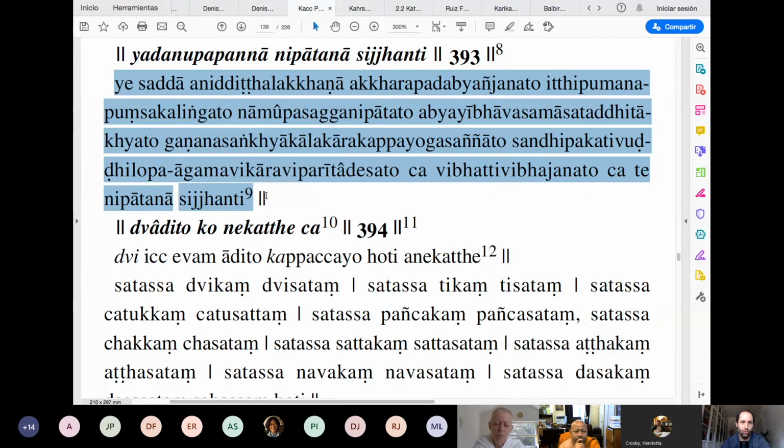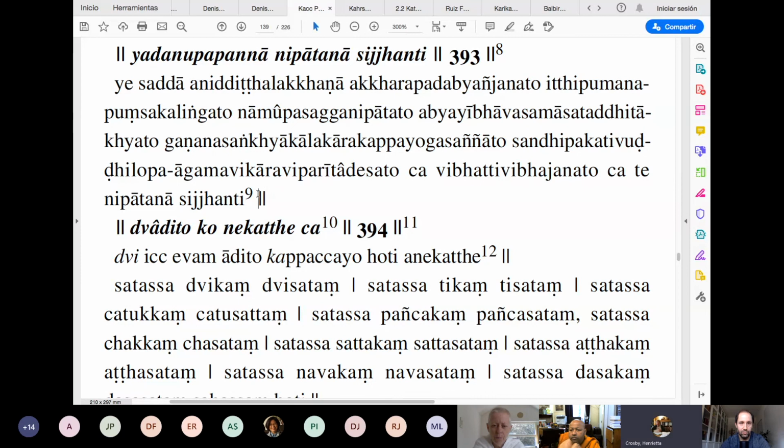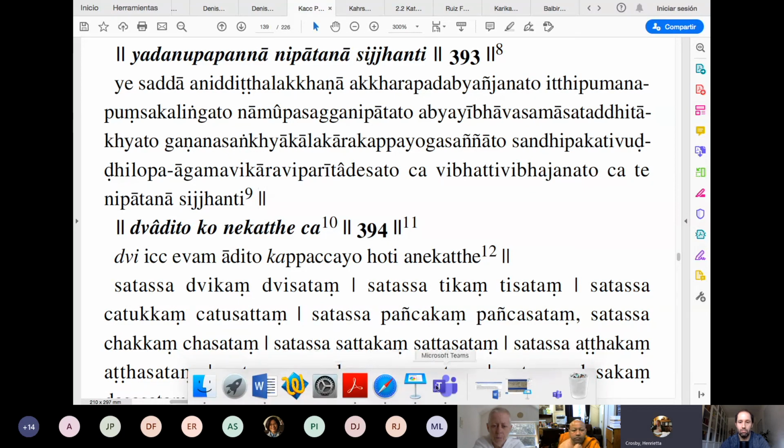So when you are at a loss, when you don't know how to derive a word, then what are you going to do? So I think in all effects, you treat these words as nipatas. That's what I remember is the meaning, but I might be wrong here.